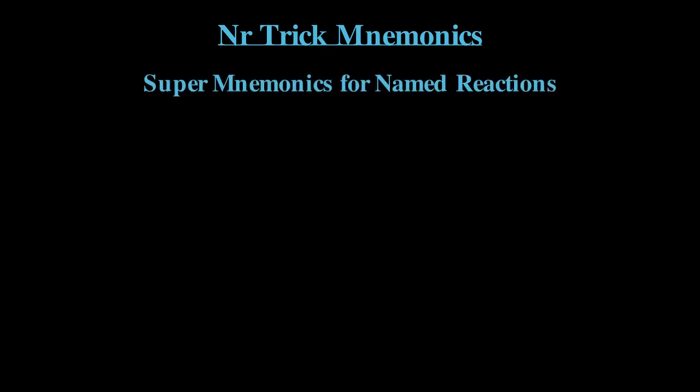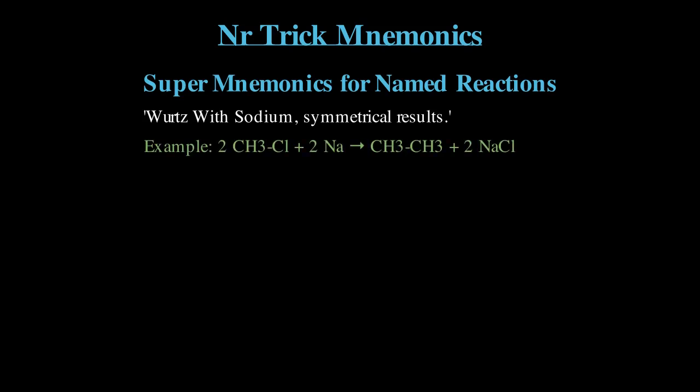Hello students! Let's master named reactions with some simple mnemonics. First, remember Wurtz with sodium, symmetrical results. It uses sodium metal to couple two identical alkyl halides, giving you a symmetrical alkane. Next, Rosenmund rescues aldehydes. This reduction of an acyl chloride stops perfectly at the aldehyde stage.